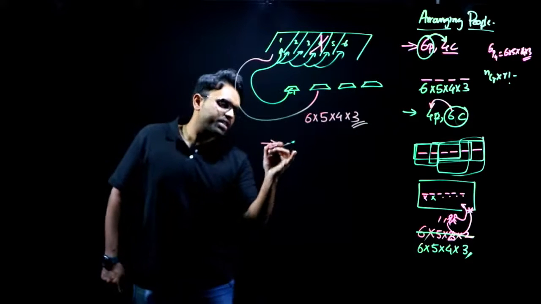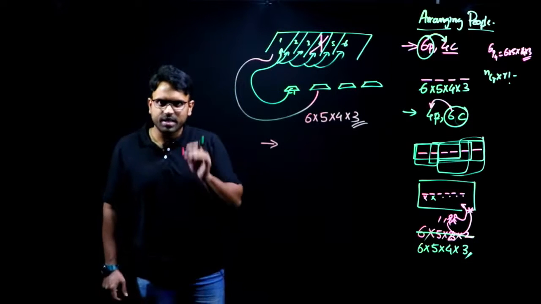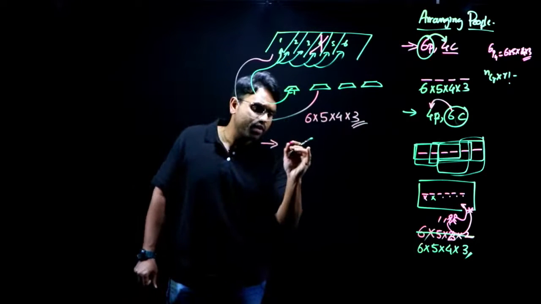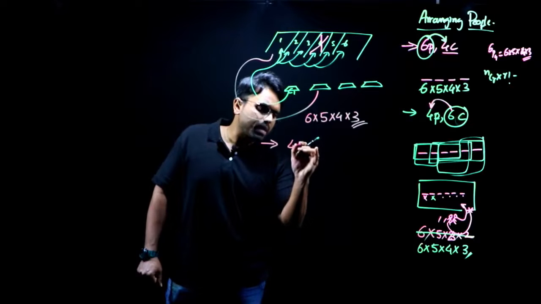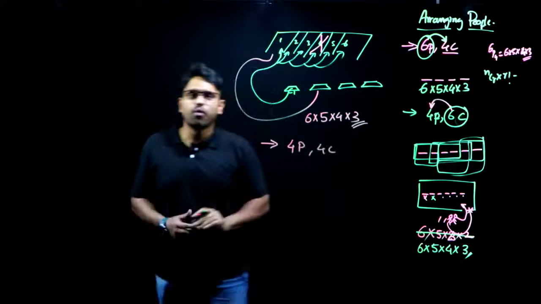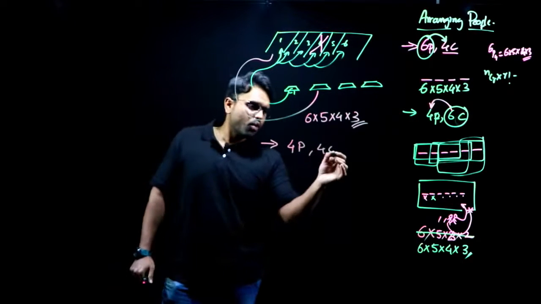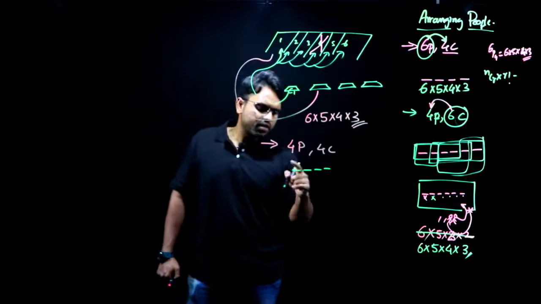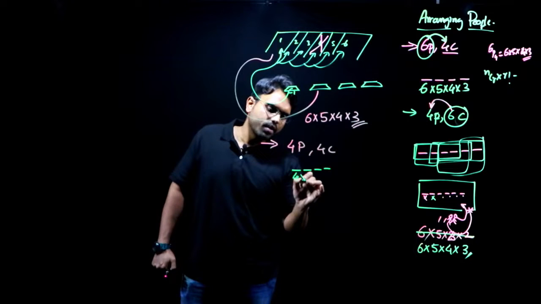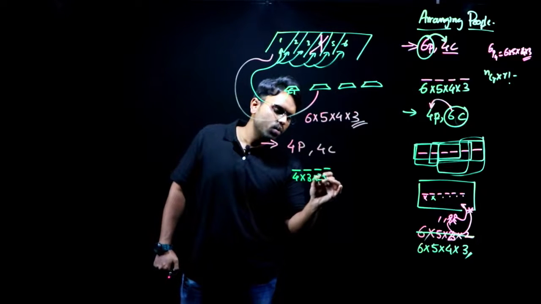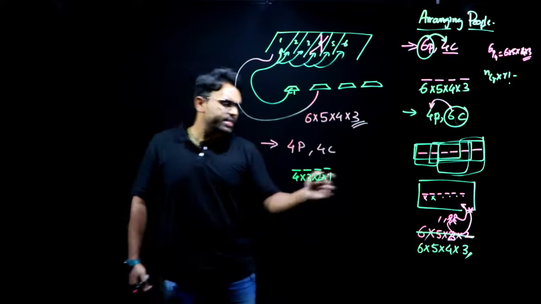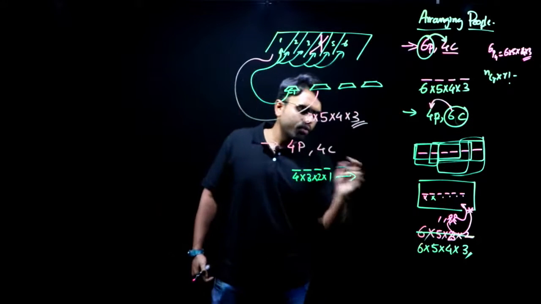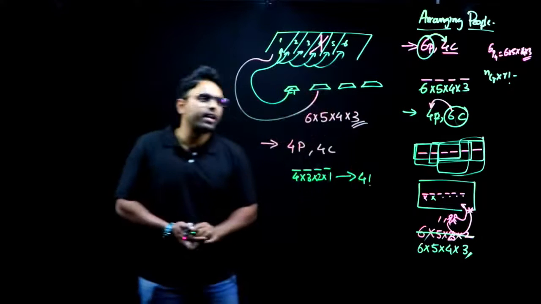Now, if my question is something like this, listen carefully: in how many different ways can 4 people be arranged in 4 chairs? 4 people, 4 chairs: 1, 2, 3, 4. In how many different ways can you fill the first chair? 4. Next one, 3. Next one, 2. Next one, 1. If you observe carefully, for 4 people and 4 chairs, it is nothing but 4 factorial.